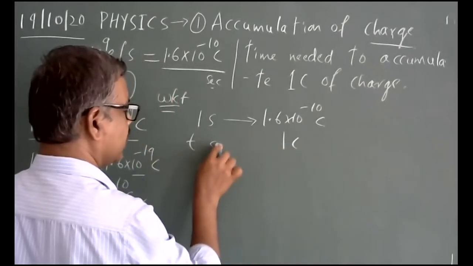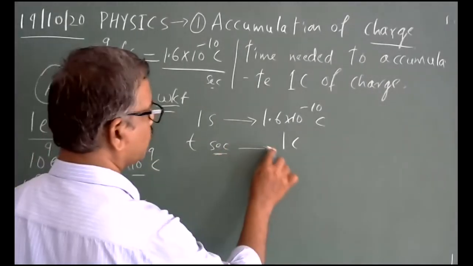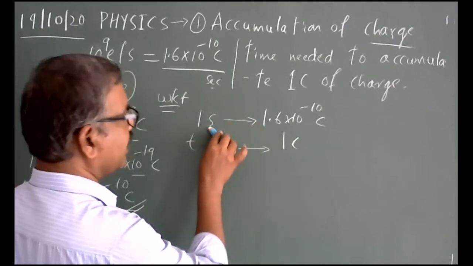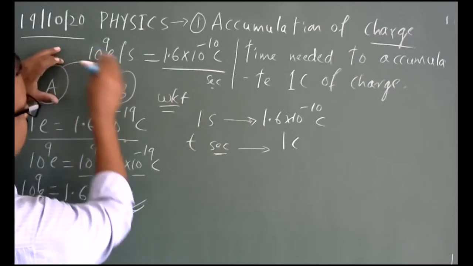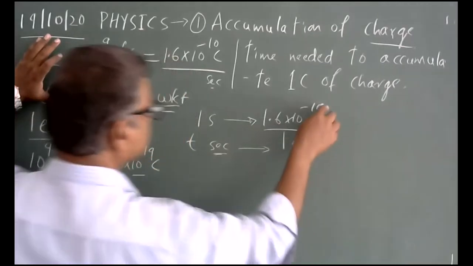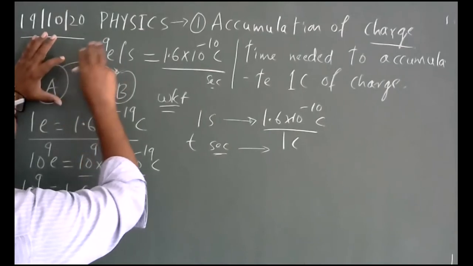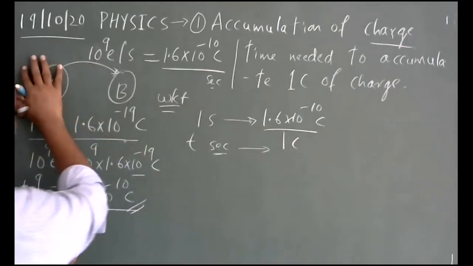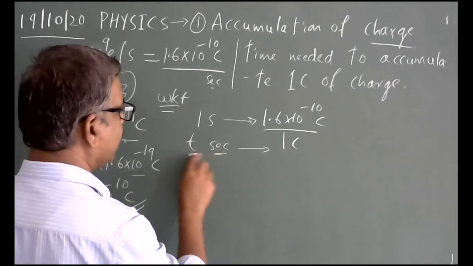Think it is T seconds required. So I need to calculate what is T. I put it in a simple way. If it takes 1 second to transfer this much charge from one body to the other, 1.6 times 10 raised to minus 10 coulomb moves from body A to B in 1 second. If I want to transfer 1 coulomb from here to here, or I want to put 1 coulomb here, what is the time required? I need to calculate T.